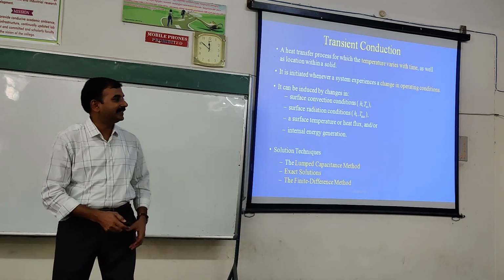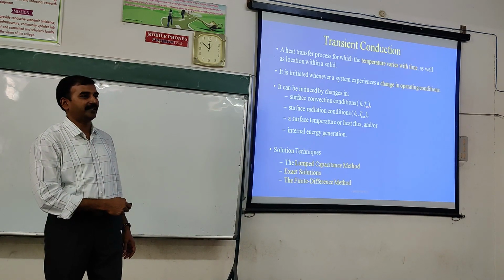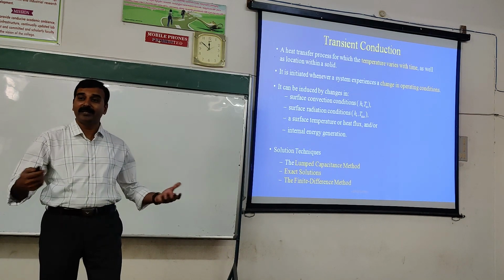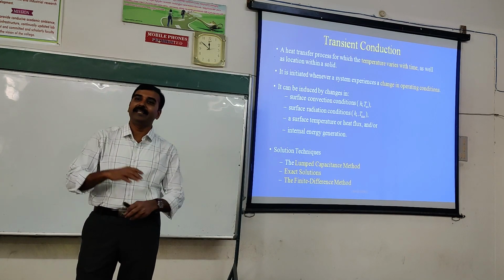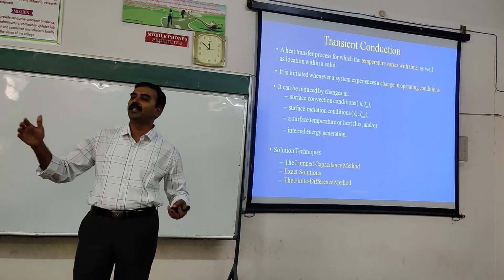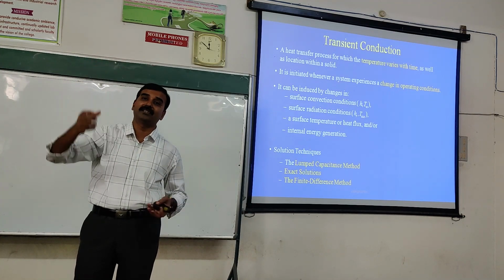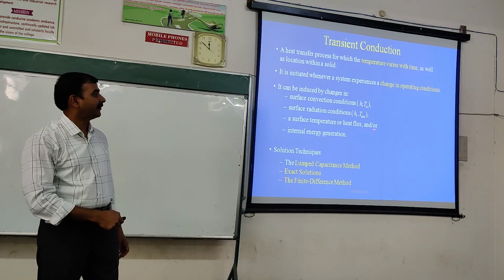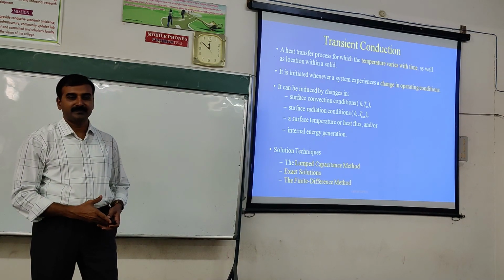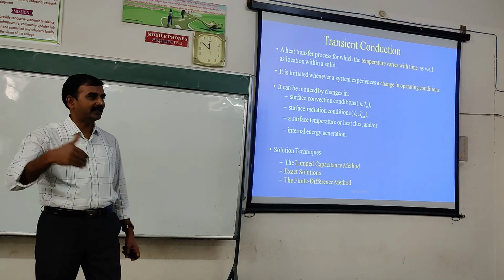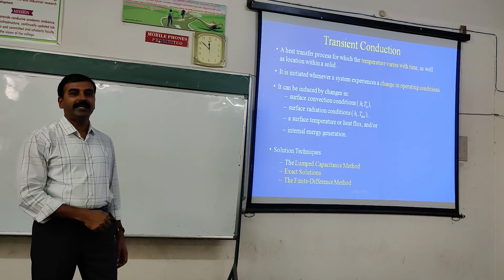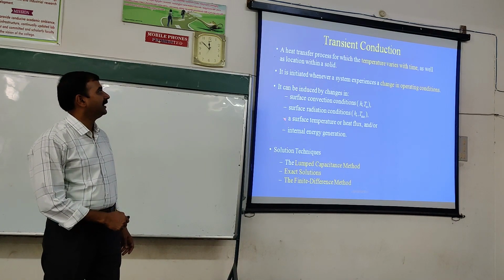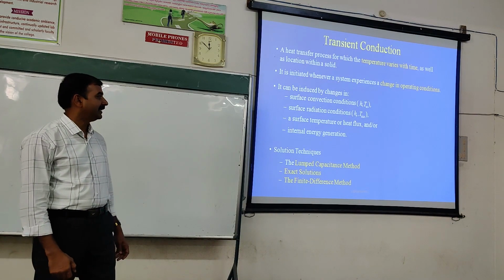So those convection conditions at the surface are one of the important influencing factors. And then it could be radiation also. Radiation effect will also be there. You are somewhere and you can still feel the radiation of the sun, being so far away from it. Surface temperature or heat flux: what is the temperature of the surface, what is the heat flux of the surface, and what is the heat generated internally?